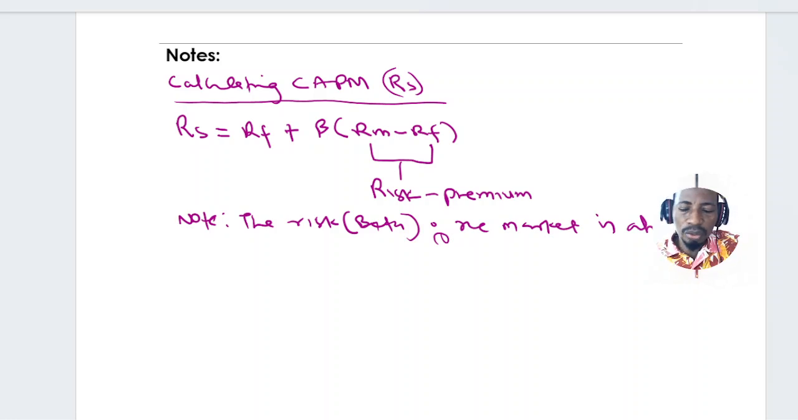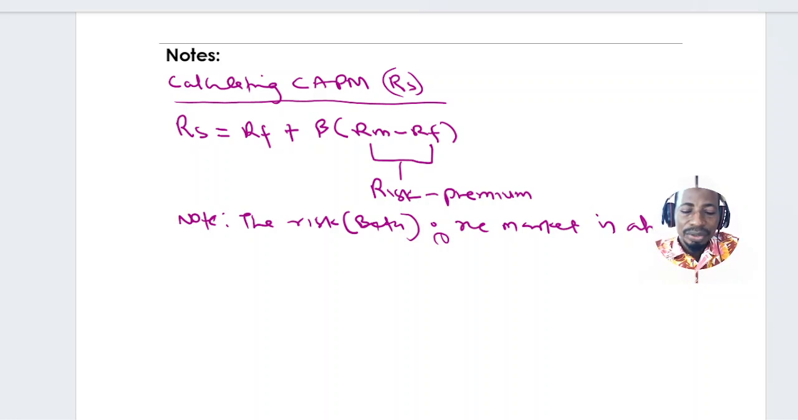Okay, it's always 1. Which means that if the beta of the security is greater than 1, it means that the risk of this portfolio is higher than that of the market. That means this portfolio is riskier, or more risky, than the market. But if the beta of the portfolio is less than 1, it means that the risk of the portfolio is lower than that of the market.